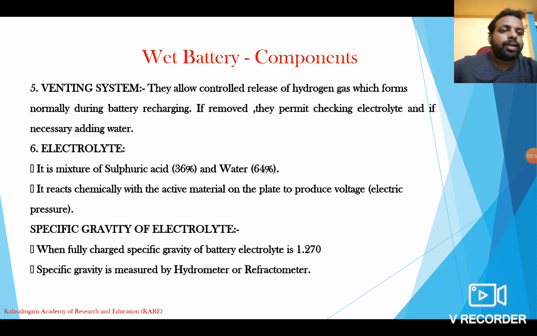Based on that, we have to test whether the battery has a good life, or whether it operates with higher efficiency, with the help of specific gravity. The specific gravity of the electrolyte can be tested with the help of a hydrometer or refractometer. With the help of a hydrometer we can check the specific gravity of the electrolyte. If it has a higher specific gravity, it means the battery is in good condition.